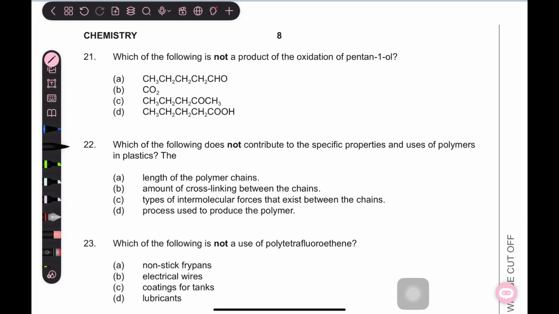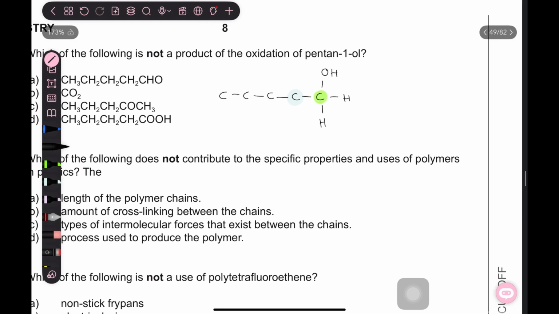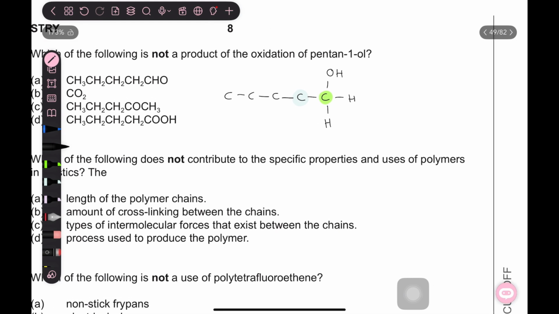So question 21. Which of the following is not a product of the oxidation of pentan-1-ol? Now pentan-1-ol is an alcohol and it looks something like this. And we know it's a primary alcohol because the carbon that the OH group is attached to is only attached to one other carbon. Now, this means that as a primary alcohol, it will be oxidized to become an aldehyde.